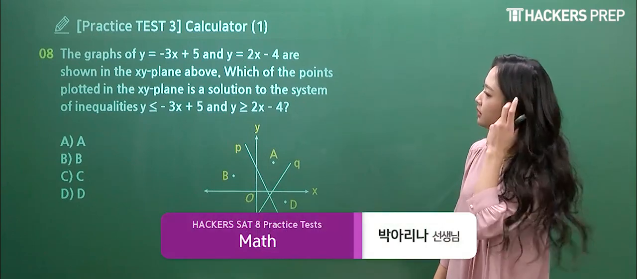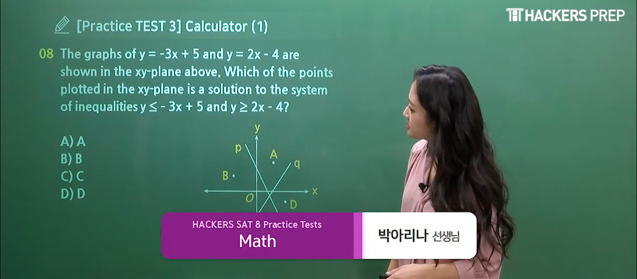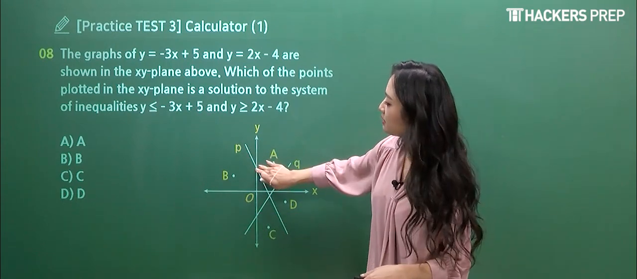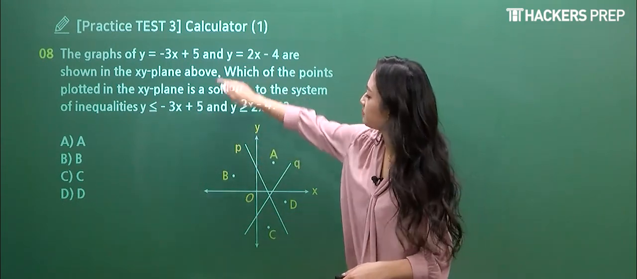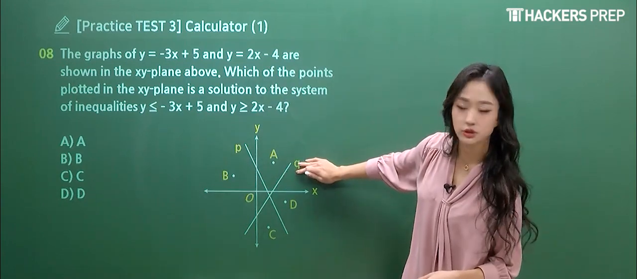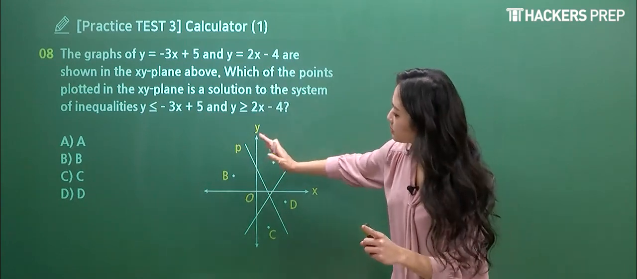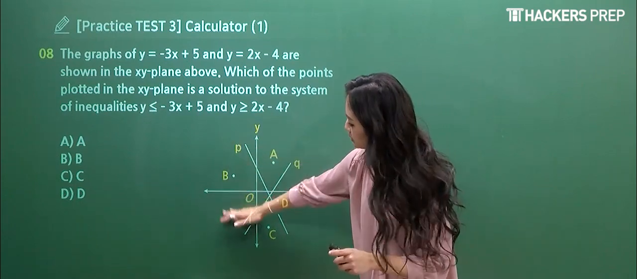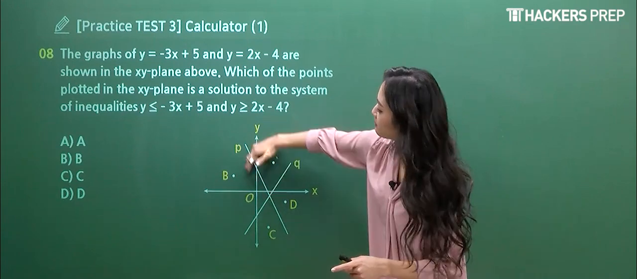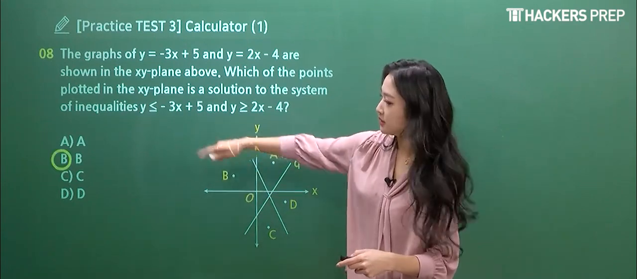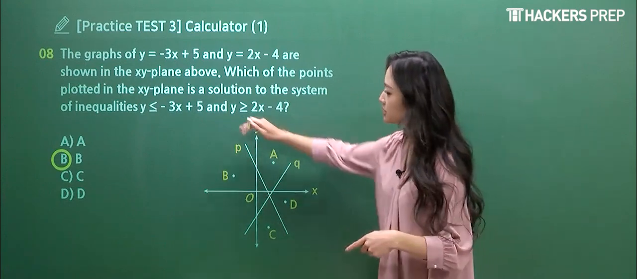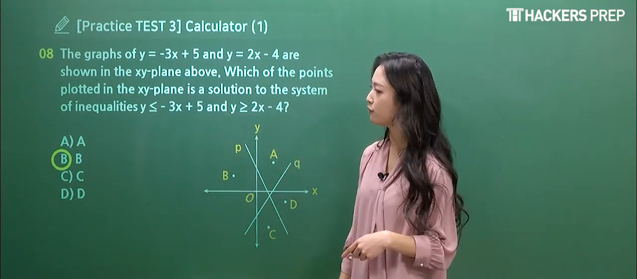Question number 8. We have two graphs, negative 3x plus 5. It means a negative slope shifted up 5 units. So that's your P graph. And 2x minus 4 is your Q graph. And they're asking for a solution set that, first of all, is going to lie below the first equation, so either points B or C. And another one in the inequality statement above the line, so the only overlapping point is point B, and that's your match. That's how you interpret the inequality equation forms.